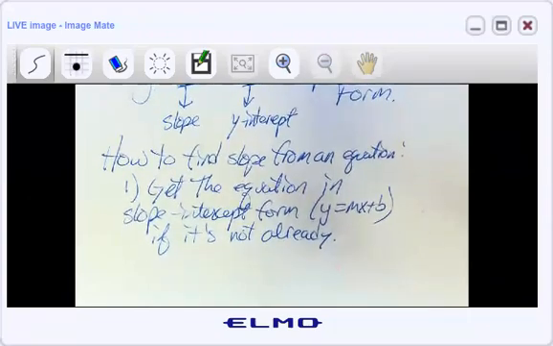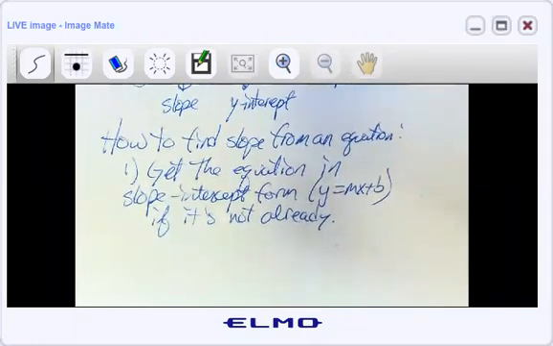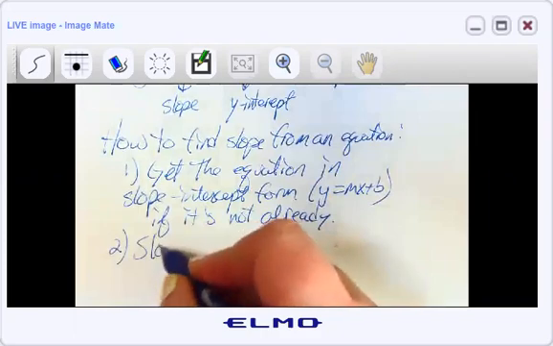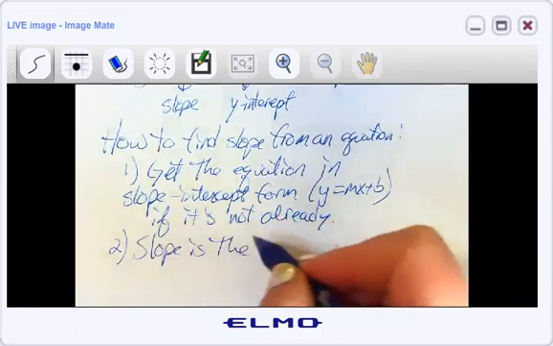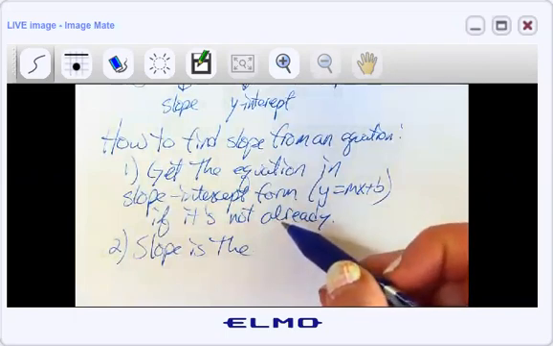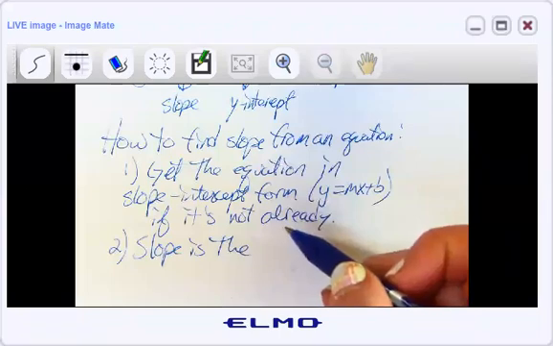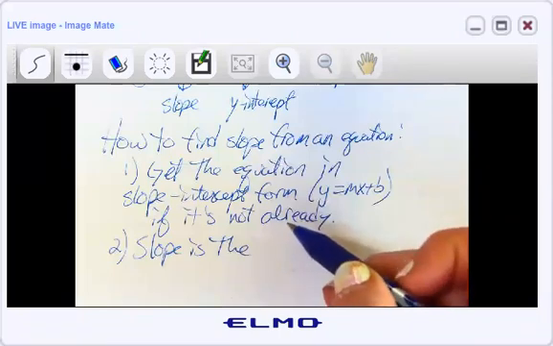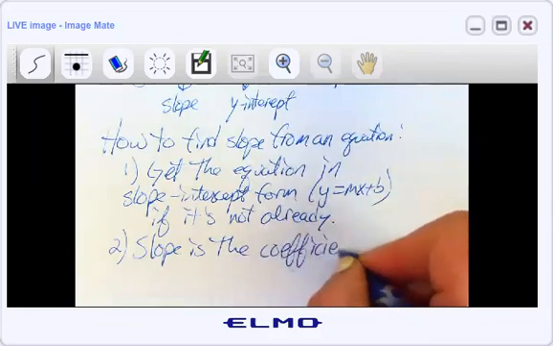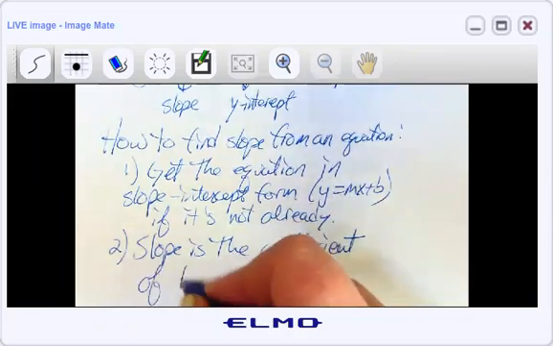But even if you have to do out the work, it's no big deal, because once you get it there, now you can just see that the slope is the, does anybody remember the vocab word for a number in front of a variable? Do you remember what we call that? It has a special name. What do you call a number in front of a variable? Oh, yes, coefficient. I got it in the chat. Coefficient. So the slope is the coefficient of the x.